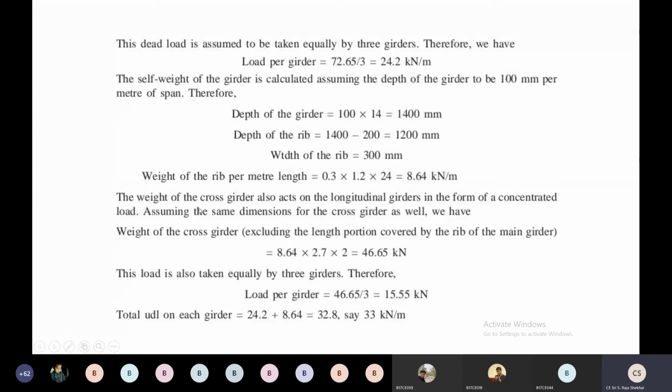Now the weight of cross girder also must be considered. Here the load dispersion takes place from the cantilever portion to the slab, slab to the longitudinal girders and cross girders, and from cross girder again the load transfers to the longitudinal girders. That is the intention. For the design of these longitudinal girders, you need to consider cross girder load also.